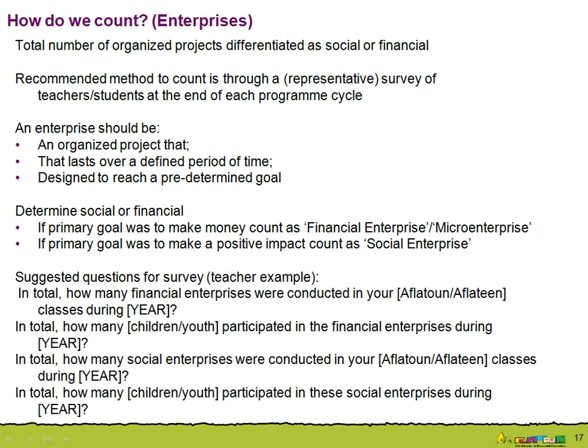Next, how do we count enterprises? There are two things with enterprises that we count. One is the total number of enterprises, and secondly the total number of children participating in those enterprises. That goes for both social and financial enterprises. Now, for financial enterprises only, we also ask what is the amount of money, of profit, that the children got from their enterprise. So there will be an additional question on this.